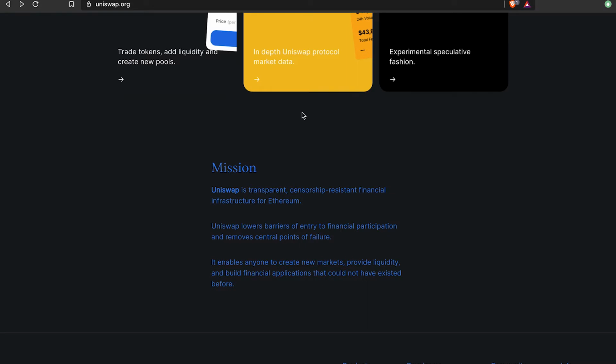So let's say that all transactions are recorded on paper or electronically in one place, and this place is attacked, or if it's on paper, the building where the transactions are stored, where they're recorded, burns down, you have a problem. And this is not so true in a decentralized, distributed way. So a little bit more practical, this Uniswap enables anyone to create new markets and provide liquidity and build financial applications that could not have existed before.